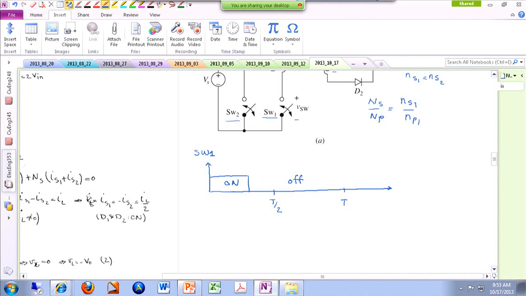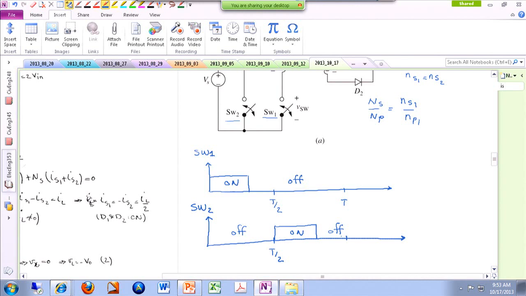And then keep it off for the rest of the period. Now when it comes to the second switch, we do the exact same thing with a 180 degrees of phase shift. So something like this. So the commands that are generating or applying to switch number 1 and switch number 2 are exactly the same. They are just only 180 degrees out of phase from each other.